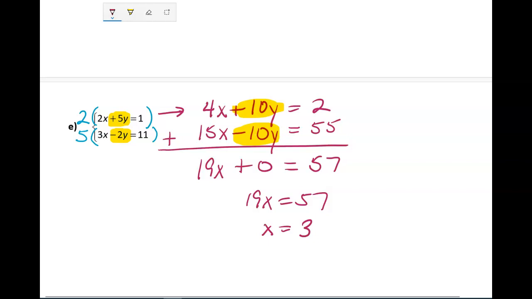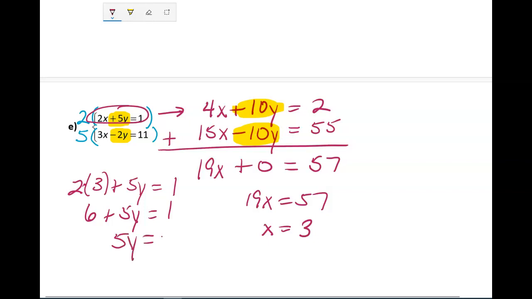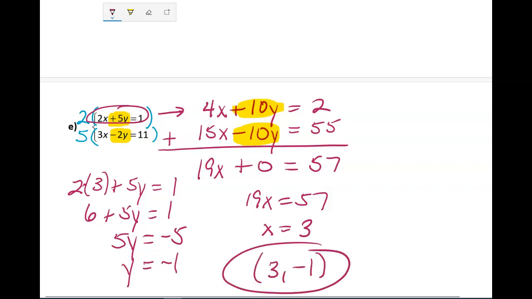All right, now we're going to replace the x value in either one of the two equations with 3. So I'm going to grab that first equation, and I'm going to replace the x value with 3. And 6 plus 5y is equal to 1. Subtract off that 6, and that gives us -5. So y equals -1. Looks like the solution is (3, -1). And again, we can check those in the original equations to make sure that they are correct.